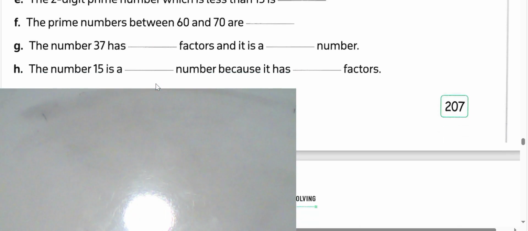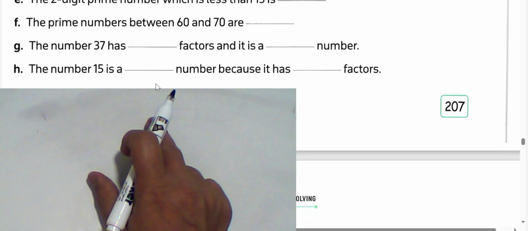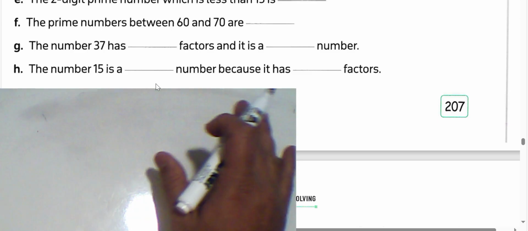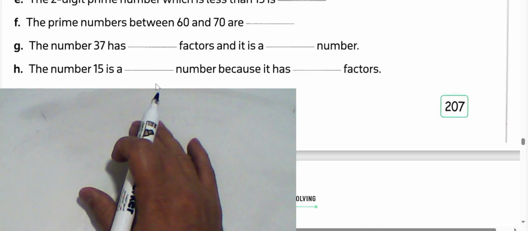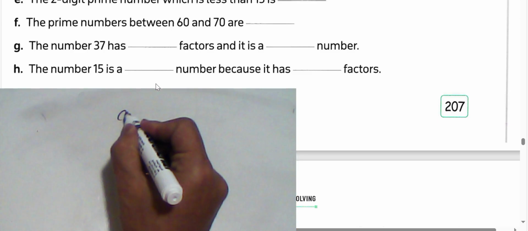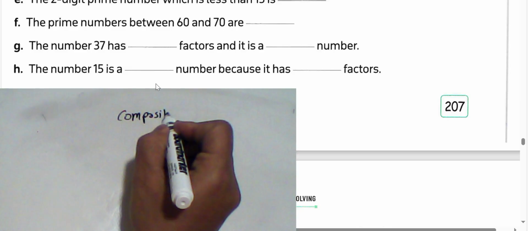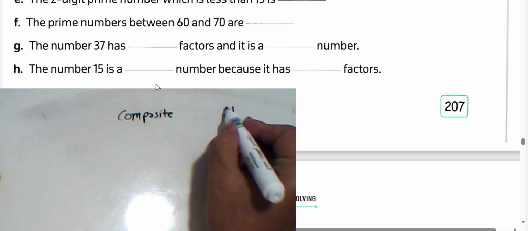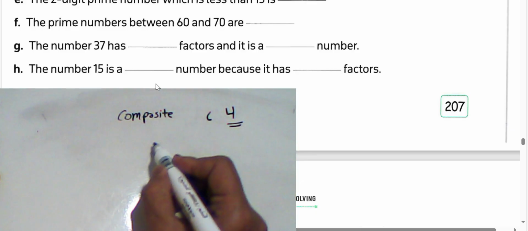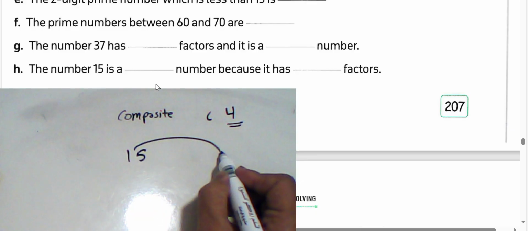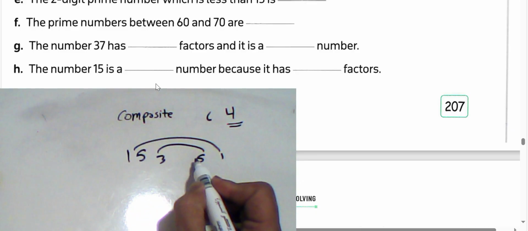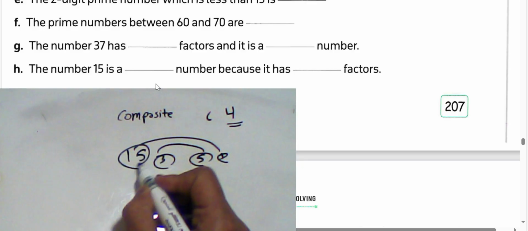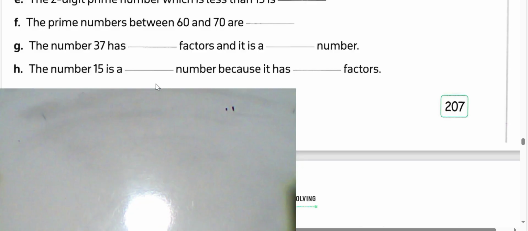Next question. The number 15 is a composite number because it has how many factors? 15 is a composite number. We call it composite. Why? Because it has 4 factors. We know 15 equals 15 times 1 and 3 times 5. Then we have 4 factors of 15, so we call it a composite number.